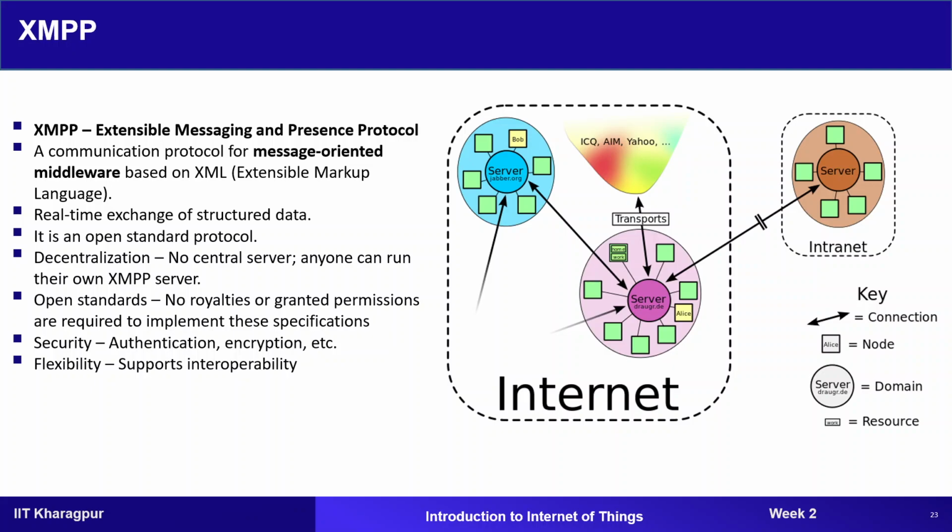Further, it is open standard, and it provides security by using different methods such as authentication and encryption, and it also supports interoperability. So basically it is used to connect different devices or different IoT devices which are present over different networks. As it supports interoperability, it is helpful in exchanging the messages between the devices which are present in the different networks.